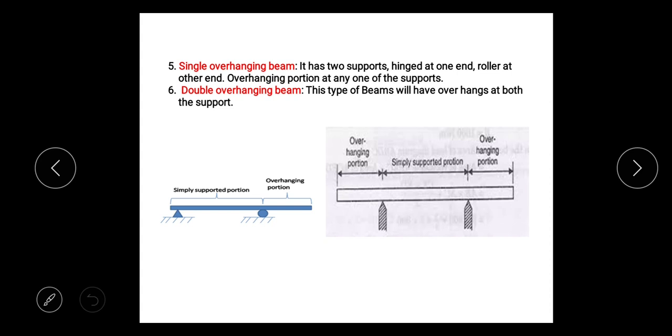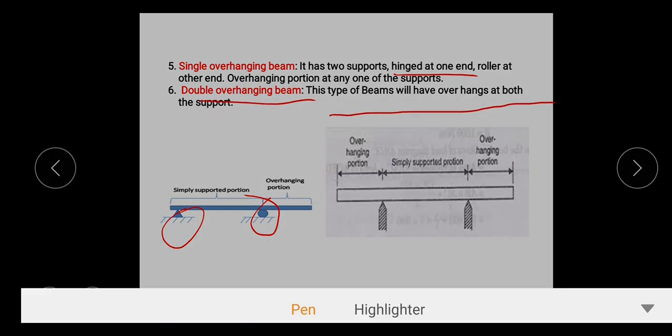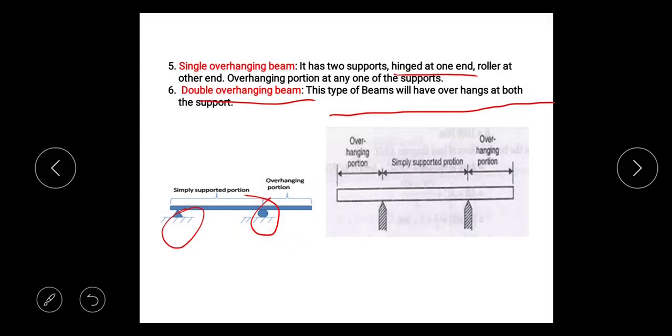Then the single overhanging beam has two supports, hinged at one end and roller at the other end, and an overhanging portion at any one end of the supports. This is the overhanging portion. Only one overhanging portion is there, that's why it is said to be a single overhanging beam. The last one is the double overhanging beam. This type of beam will have overhangs at both supports. Here an overhanging portion is there, and here also, so it is said to be a double overhanging beam.